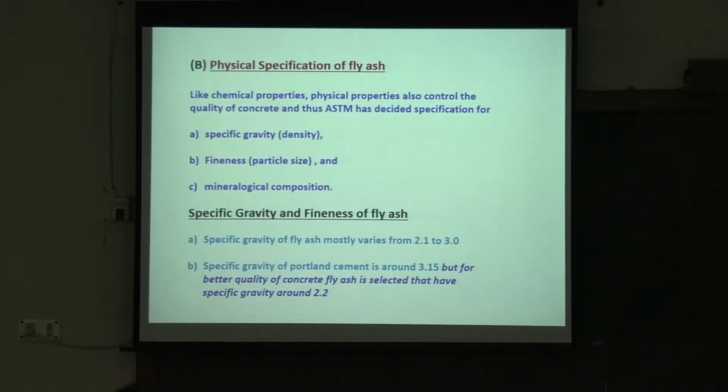Physical specification of fly ash: specific gravity or density, fineness, particle size, and mineralogical composition. If you go quickly to specific gravity and fineness, the specific gravity of fly ash varies from 2.1 to 3. What is the specific gravity of water? What is the specific gravity of aluminium? Good. What is the specific gravity of steel? All right, 7.5. Sometimes you may get 7.345. Okay, so it's like that.